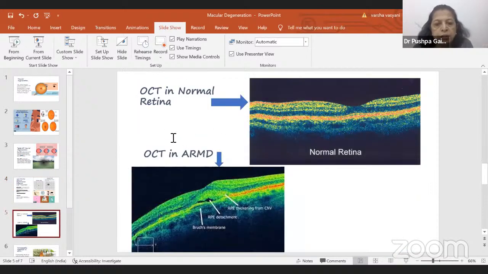So what is OCT? Here you can see the OCT. This is a normal OCT where you can see all the layers of the retina. It's all continuous here. While in this condition, age-related macular degeneration, you can see all these layers. See, from here only you can see the new vessels form at the choroid and they push the retinal pigment epithelium. And the black part you can see is a leakage of the blood vessels, and you can see this fluid. This is a macular edema.